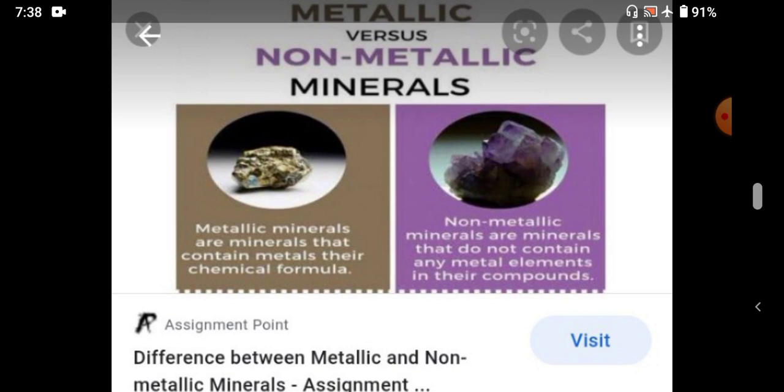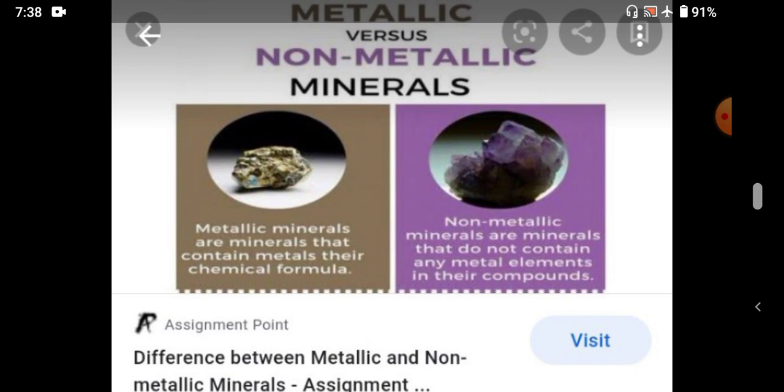Okay, students. Today's class we are going to discuss the examples of metallic minerals. In the previous class we discussed the two types of minerals, metallic and non-metallic minerals. From there, today we are going to discuss the examples of the first type, that is metallic minerals. Have you remembered, students, what are the examples of metallic minerals? Very good. Iron ore, manganese, bauxite, copper, etc.